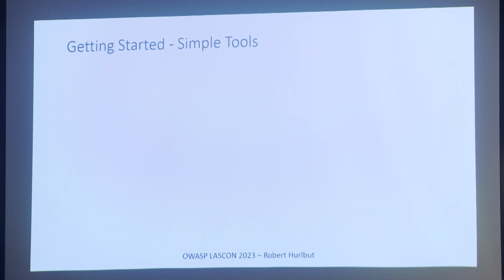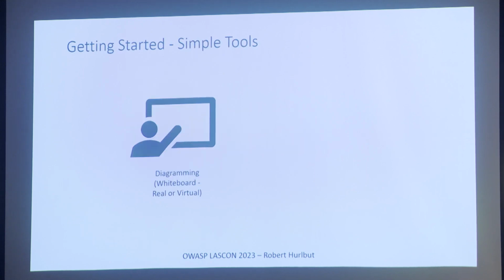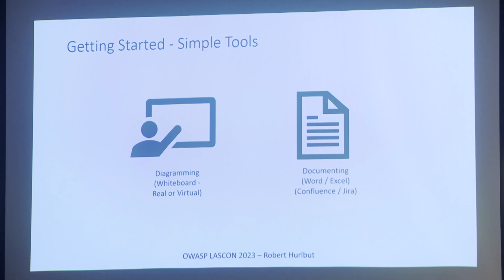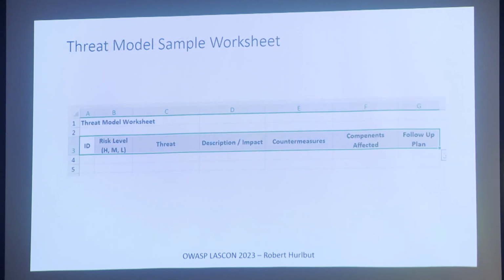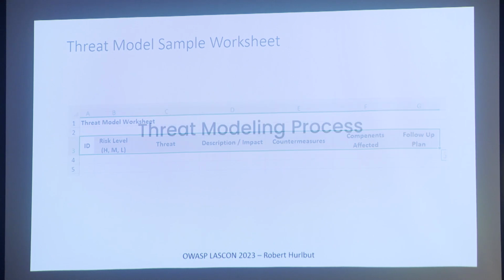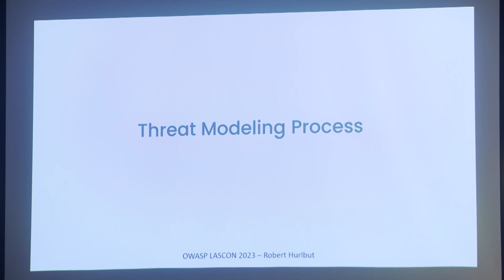So getting started, very easy, very quick. A diagramming tool if you want to use that. You can use a whiteboard just to do some brainstorming, just think about the types of things that you're building. That could be a real whiteboard or it could be a virtual one, and a way to document. It could be Word, it could be Jira, Confluence, whatever you have, document what you find. Very, very simple. This is just a worksheet to track some of the things that you find, the threats and mitigations and so forth. The process, very easy.